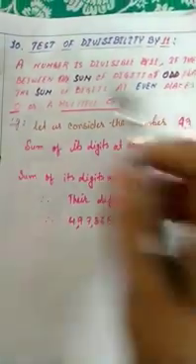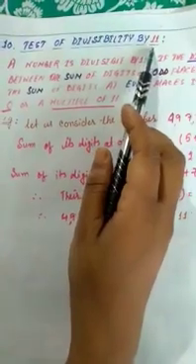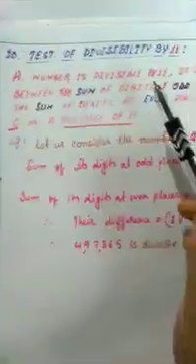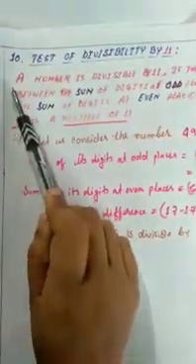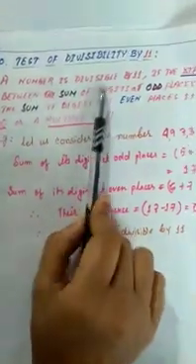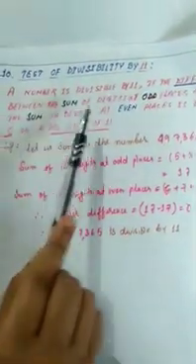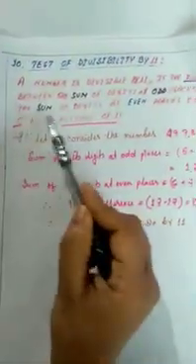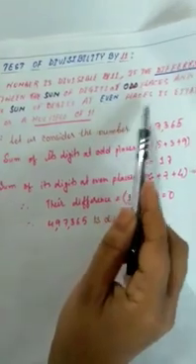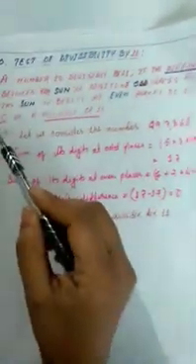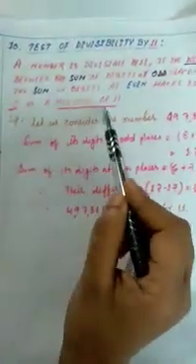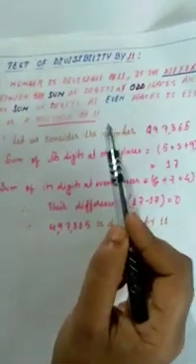So, students, the test of divisibility by 11: a number is divisible by 11 if the difference between the sum of digits at odd places and the sum of digits at even places is either 0 or a multiple of 11. Alright.